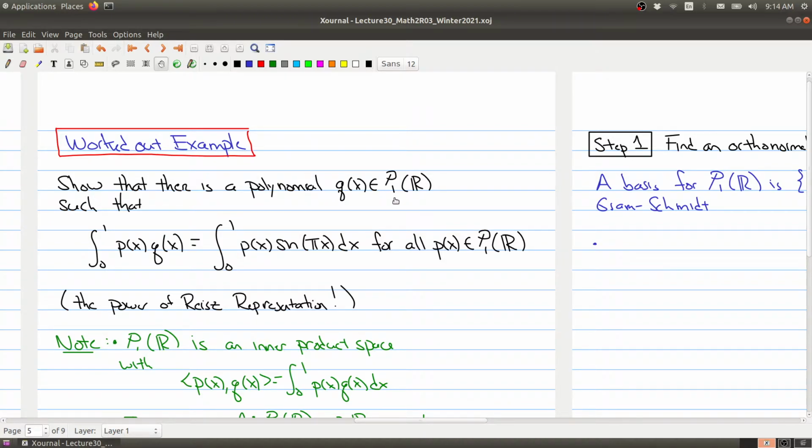q(x), and that we're looking at polynomials of degree 1 or less, such that when I integrate, I forgot my integrating factor. When I integrate p(x) times q(x) from 0 to 1, it's the same thing as integrating p(x) times sin(πx) from 0 to 1 dx for all polynomials. Okay, so let's think about what this is saying.